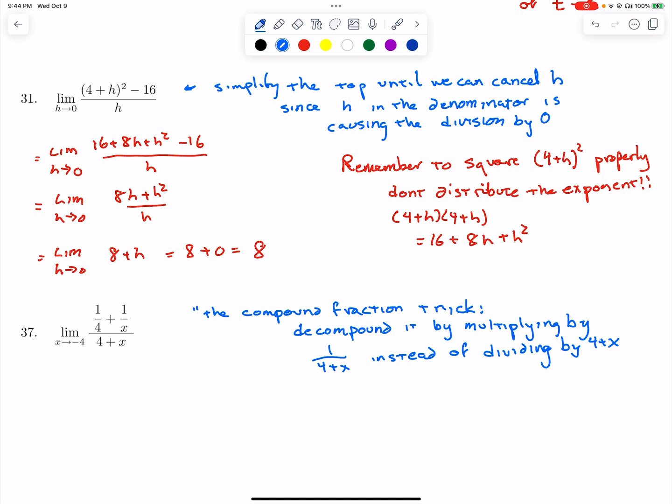Okay, so let's see. That's a terrible arrow. So divide by 4 plus x by multiplying by 1 over 4 plus x. And I always put it in front so it doesn't get lost. Because the stuff that was on top, that's what ends up being usually the complicated part.